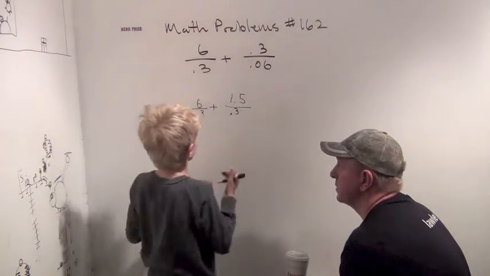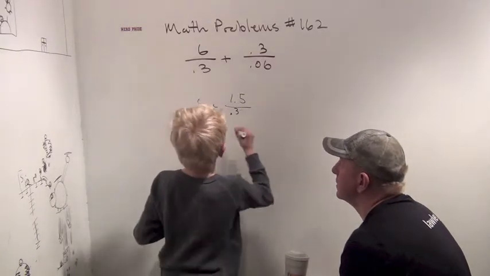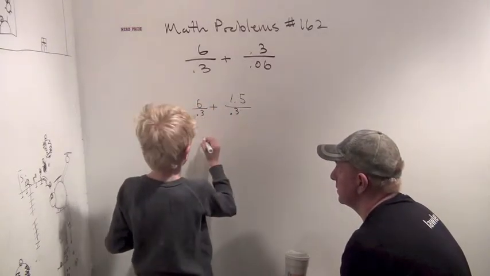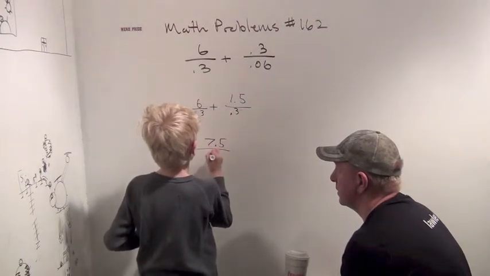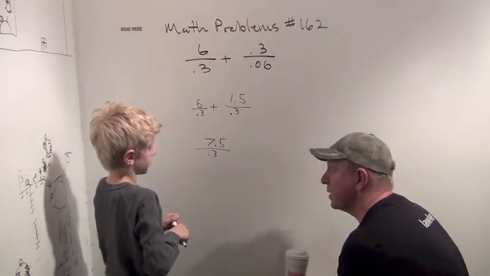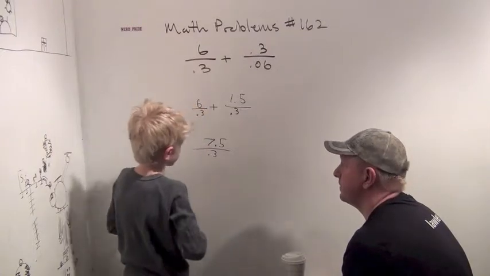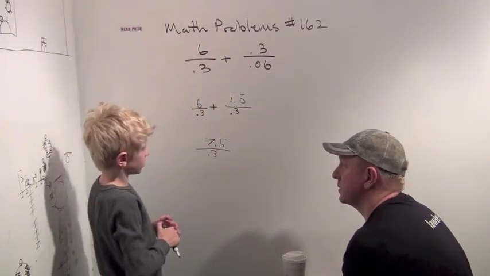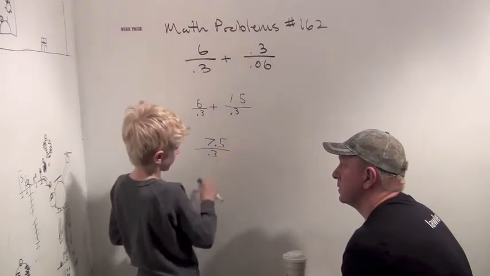And then, since you have the same denominator, you could just add these together, and you get 7.5 over 0.3. And I think you can simplify that a bit. Okay. How can you simplify 7.5 over 0.3? You could get 2.5 because you can take a 0.3 out of all of that.